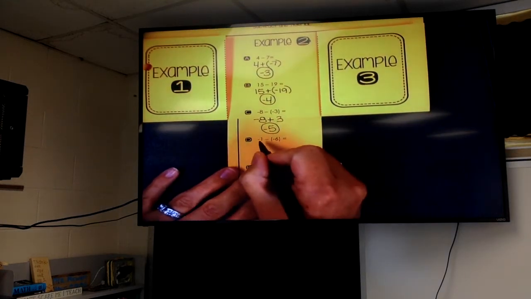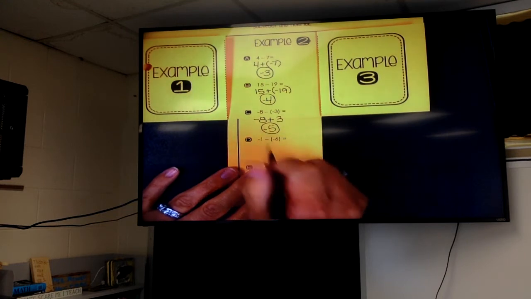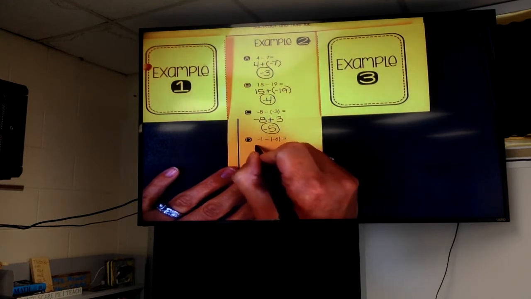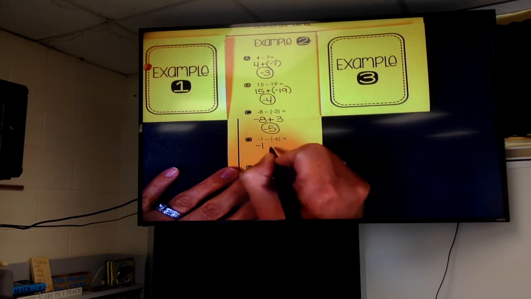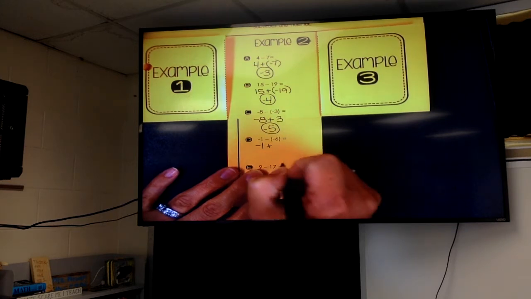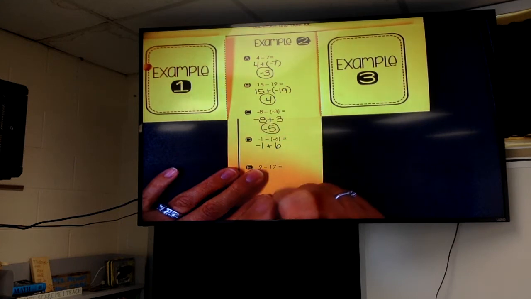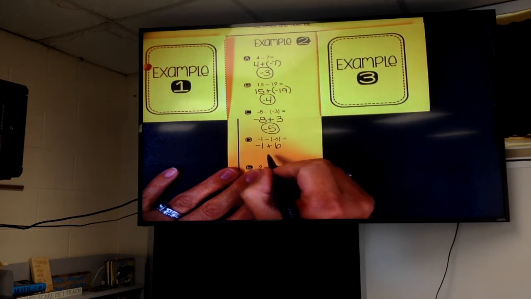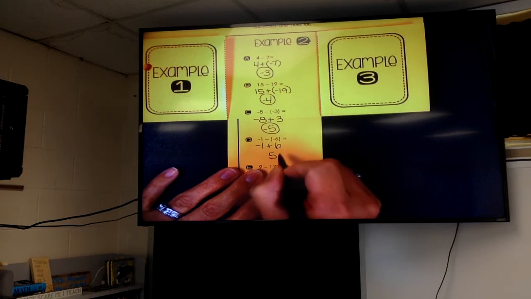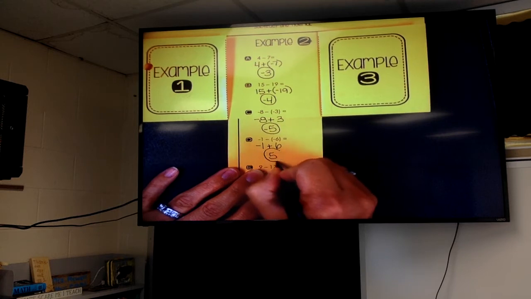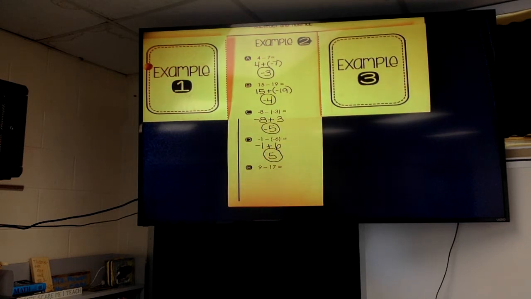Right, next one. Negative 1 minus negative 6. Additive inverse says leave the negative 1, change to addition. The opposite of negative 6 is positive 6. My signs are different, so I'm going to subtract. 6 minus 1 is 5. 6 is larger and 6 is positive, so my answer is a positive 5.